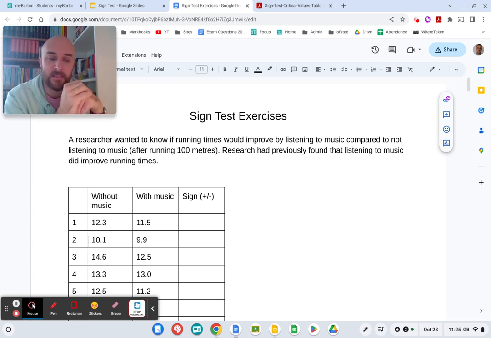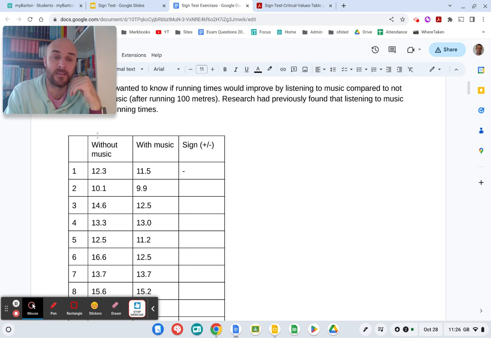Now, first thing you need to do is work out what the S and the N are. And the way you do this is you go down and you look at the first condition and the second condition, and you put a minus or a plus depending on how they did in the second condition. So obviously we've got a minus here because they have gone down. In the first condition, without music, they scored 12.3 seconds, which is actually very quick. And then with music, maybe they're playing a bit of Pendulum, pumping up their heart rate and adrenaline, they've done better. They've run it in 11.5 seconds.